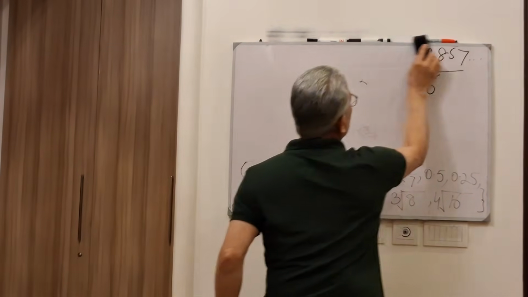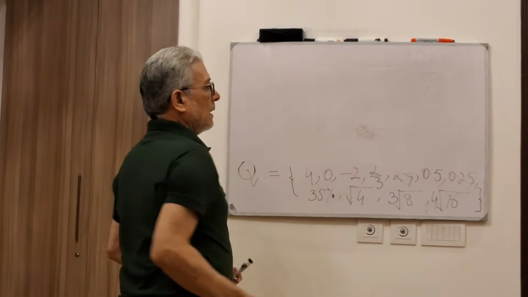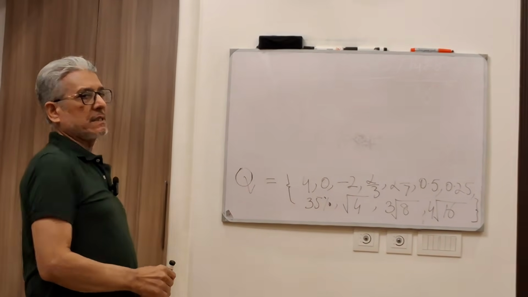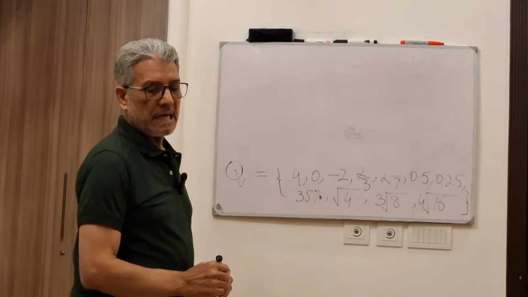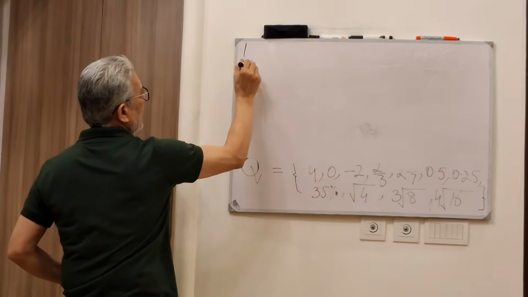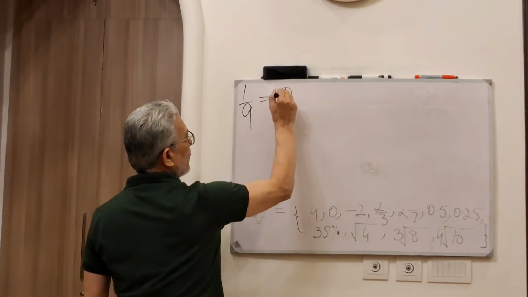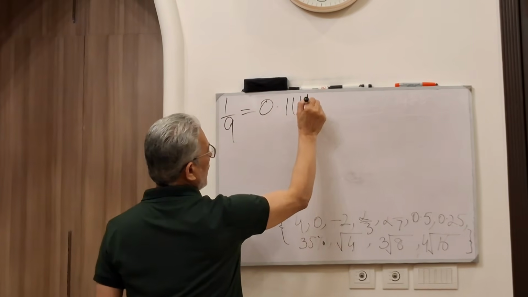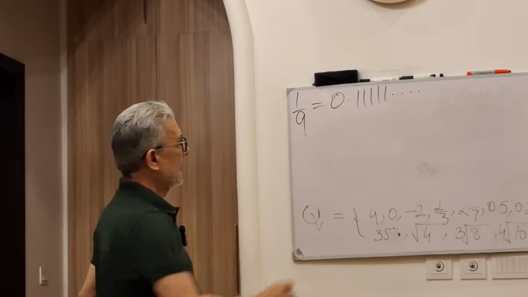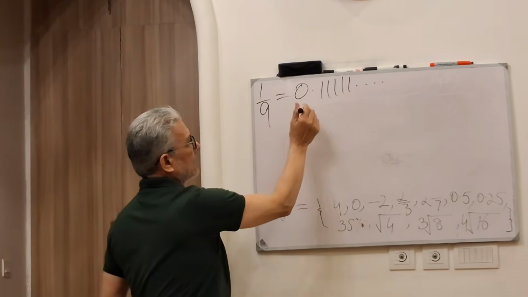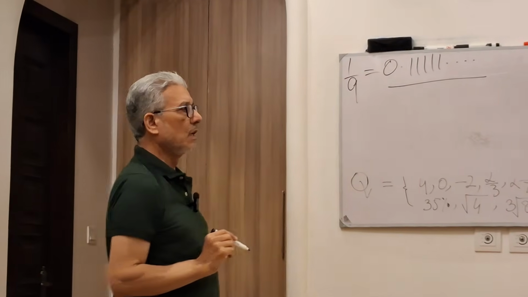Then is there any other number which is repeating and non-terminating? Okay, divide 1/9. What will you get? You will get 0.11111. Yes, 1 is repeating and is non-terminating. So this is also a rational number. This decimal is also rational number.